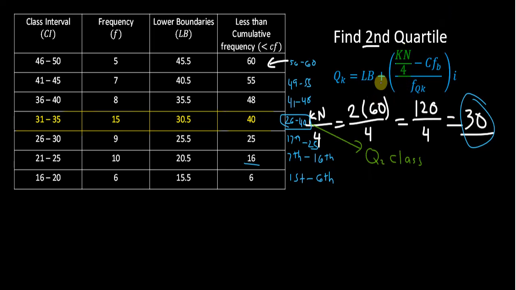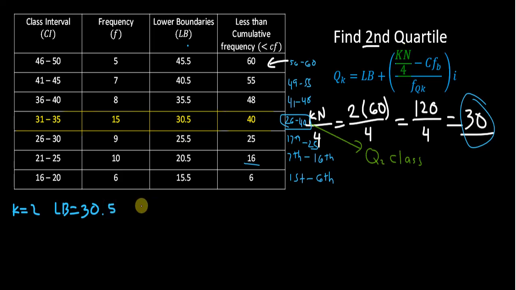Isa-isahin muna natin yung formula. Ano yung K natin? Yung K natin, that is equal to 2 kasi nga second quartile. How about the lower boundary? So, lower boundary, ito yun. Yung kunin natin yung quartile 2 class, that is 30.5.